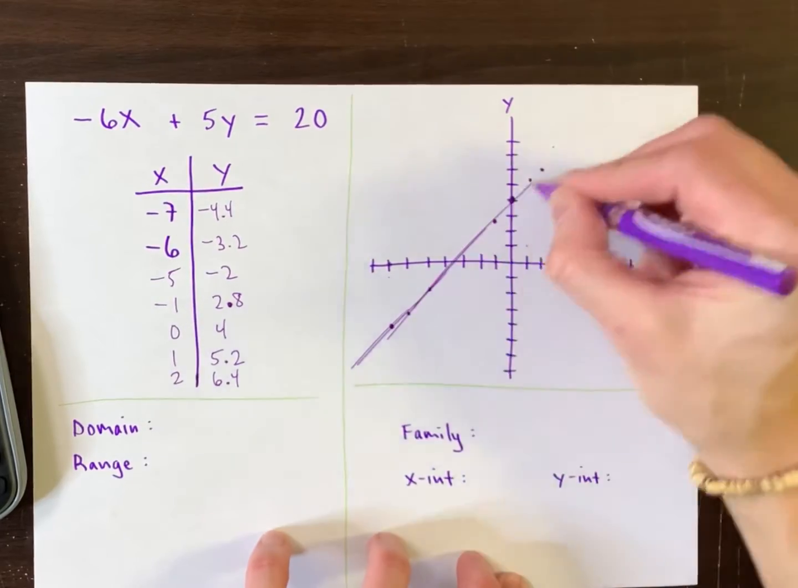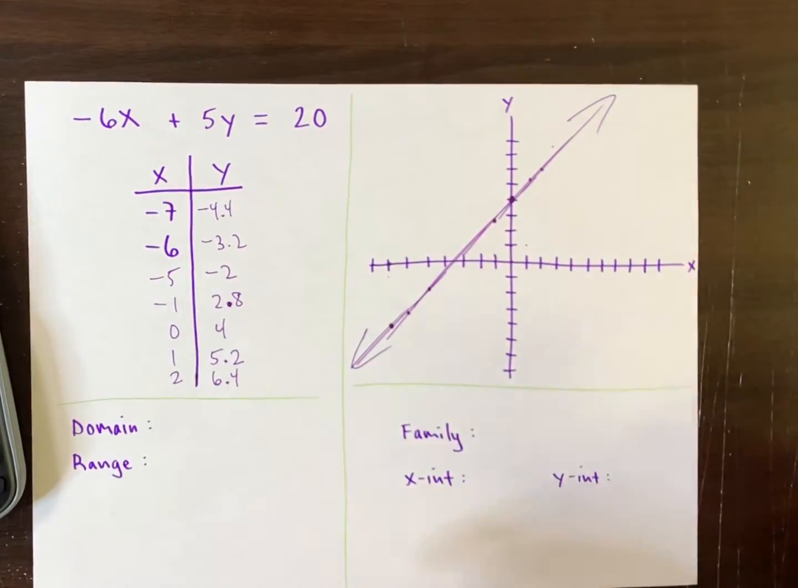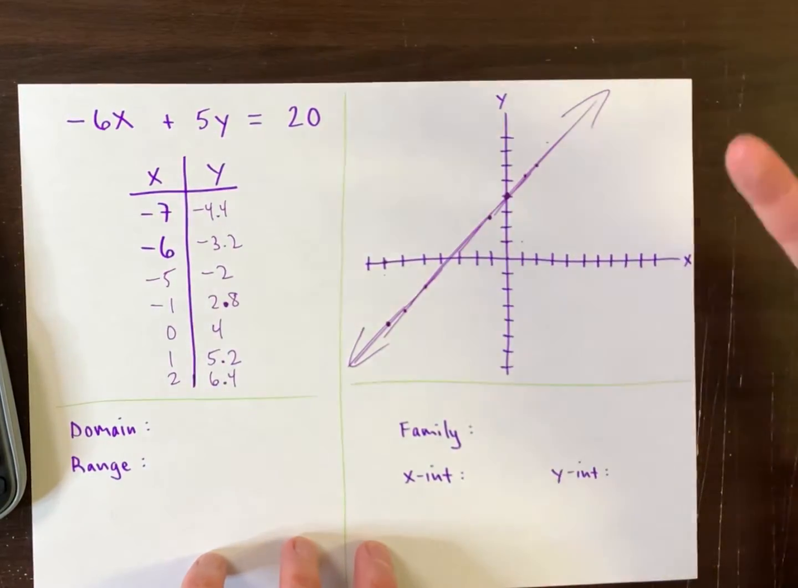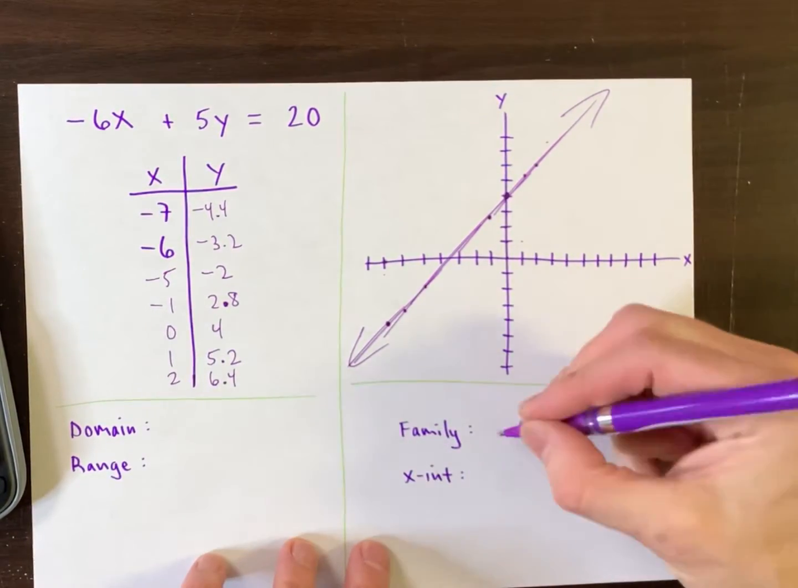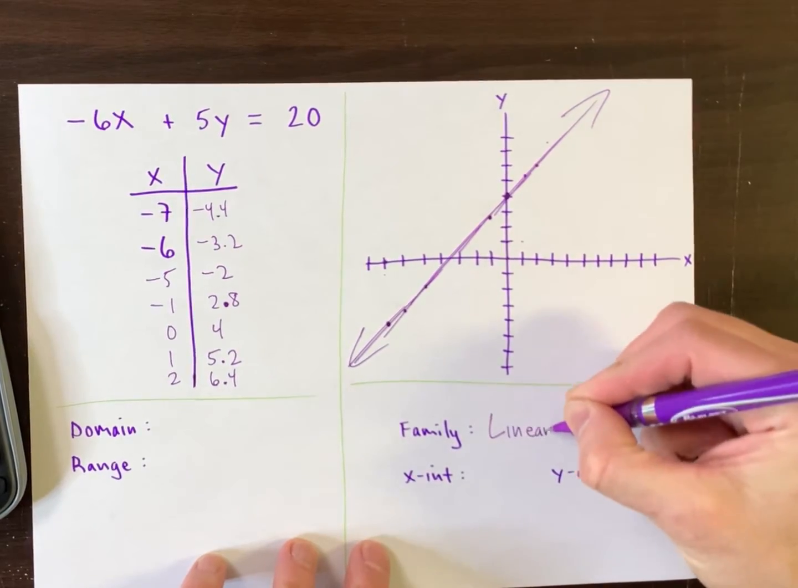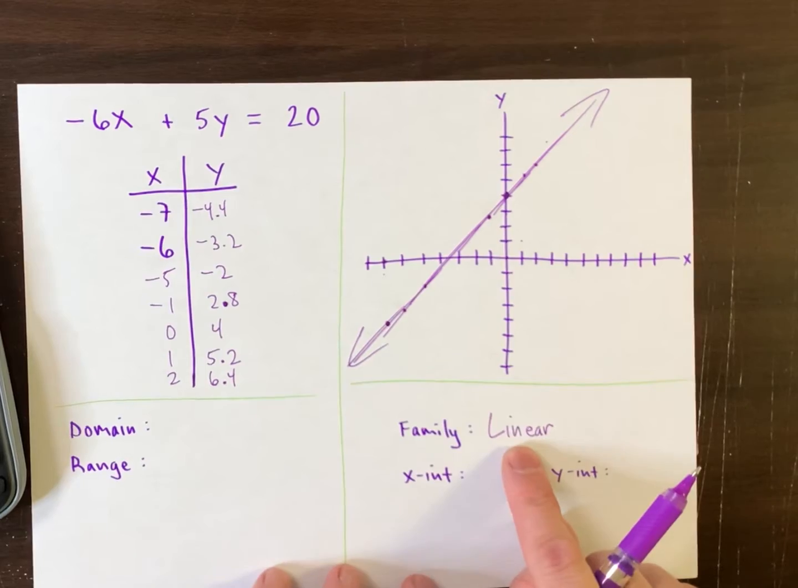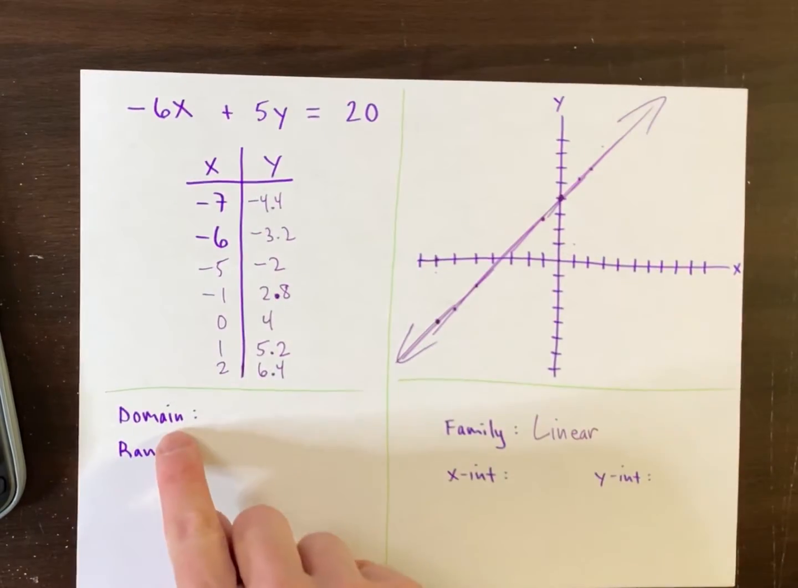Notice that if you connect the dots and put arrows, this is a line. It is a linear function. So when it says family, I'm going to write the word linear because it's a line, so it comes from the linear family of functions. Now, the domain and the range.